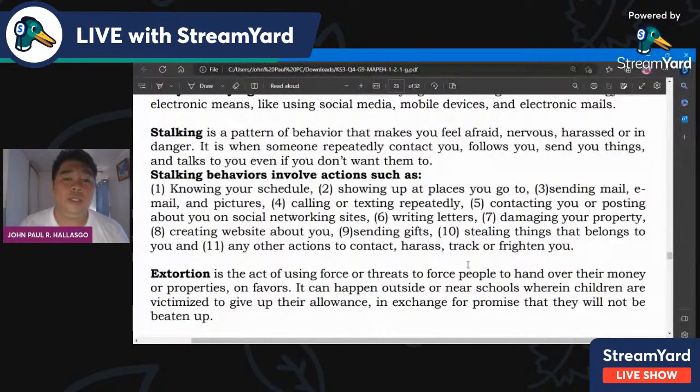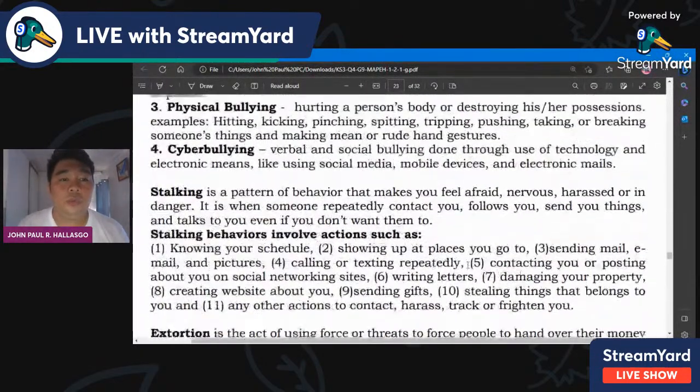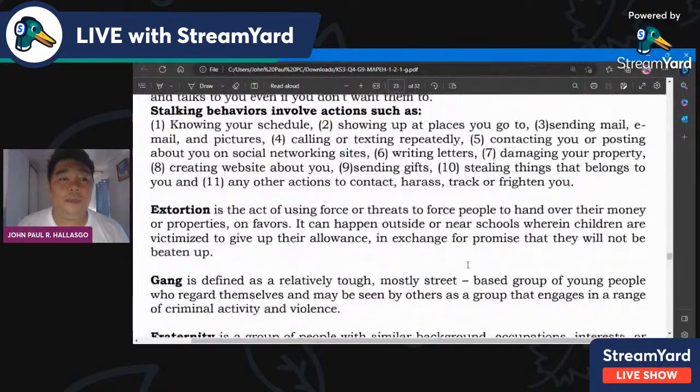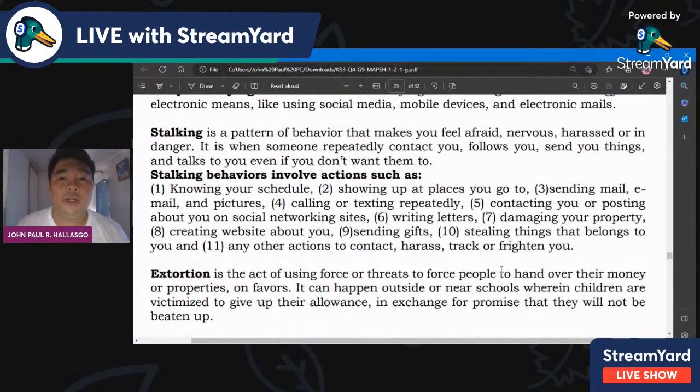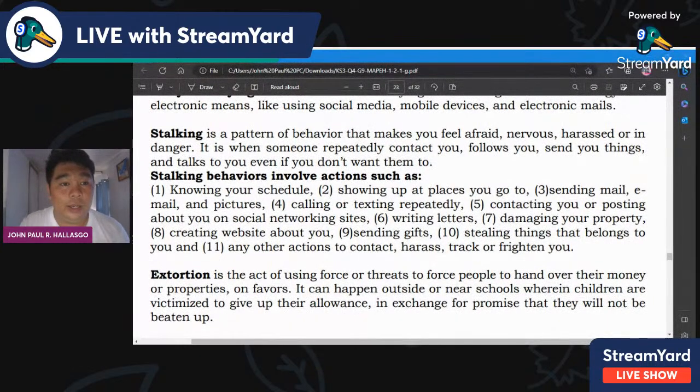We are now in the extortion. So last time we talked about, or we ended up discussing, stalking, no? When you talk about stalking, it's a pattern of behavior that makes you feel afraid, nervous, harassed, or in danger. Usually it starts with admiration towards other people. Sometimes that kind of admiration further develops into obsession. If people have that kind of obsession, basically that will become stalking sooner or later.